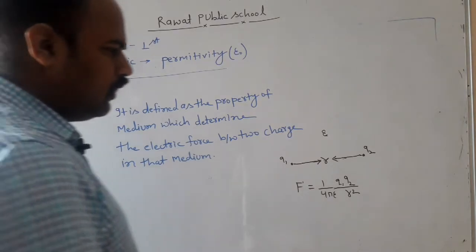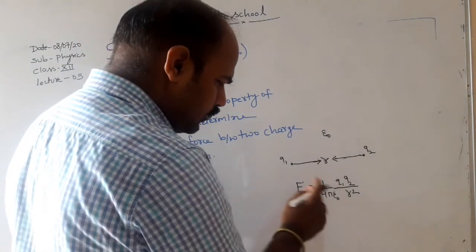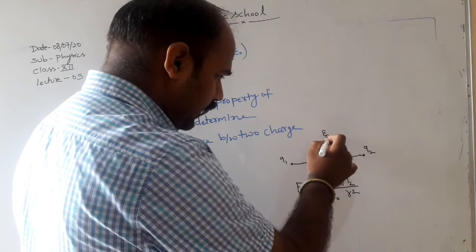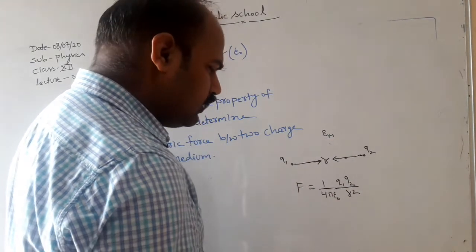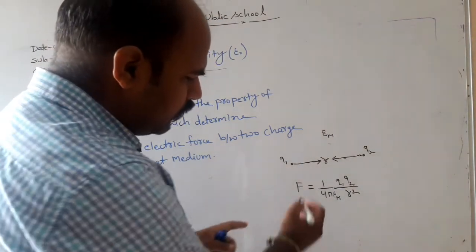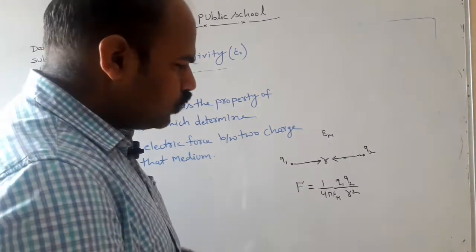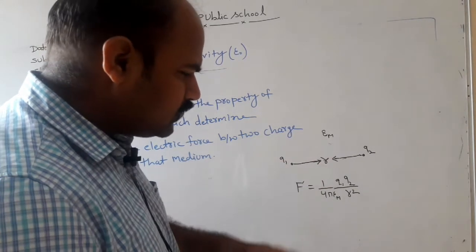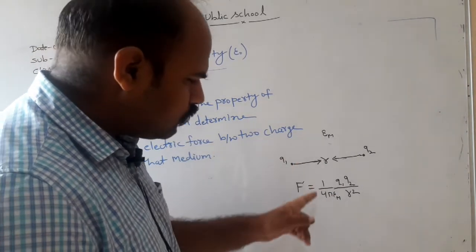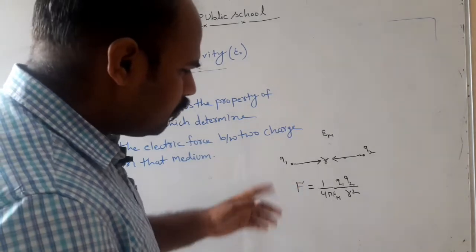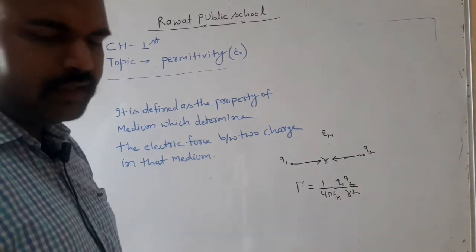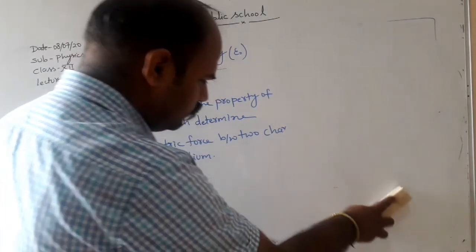Clear? When this is vacuum, permittivity will be epsilon naught. When this is any medium, maybe cotton, maybe rubber, in this case we have to put the permittivity of the medium and the force will change. So Q1, Q2 and R remain constant, but if the nature of the medium changes, force also changes. It means permittivity is also a factor which determines the strength of force in that medium. So please write down this.